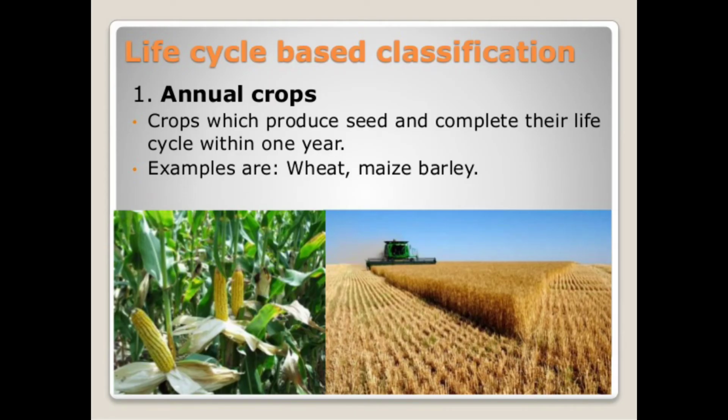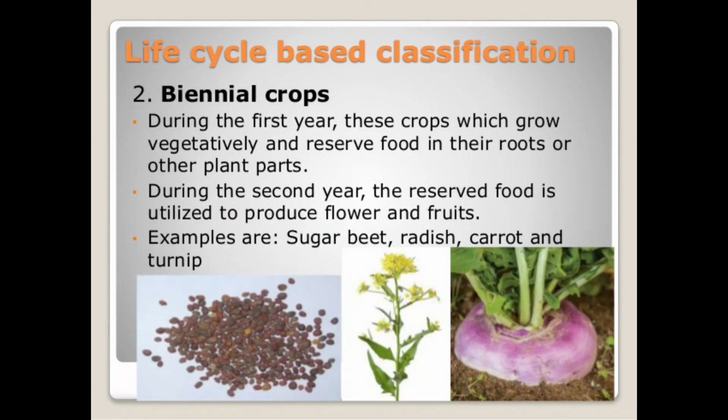Then the next classification is based on lifespan or duration of crops. So, life cycle based classification. First is the annual crop, meaning these crops complete their life cycle in one year or one season. Examples of these crops are wheat, barley and maize.